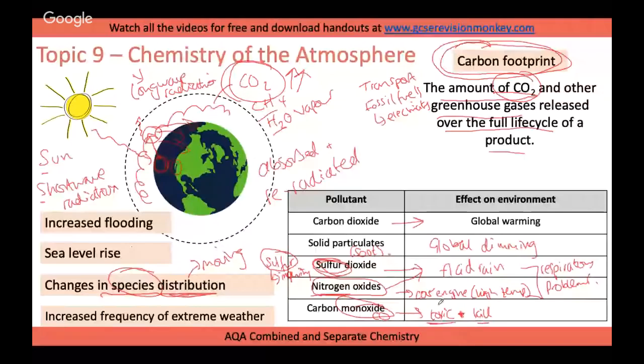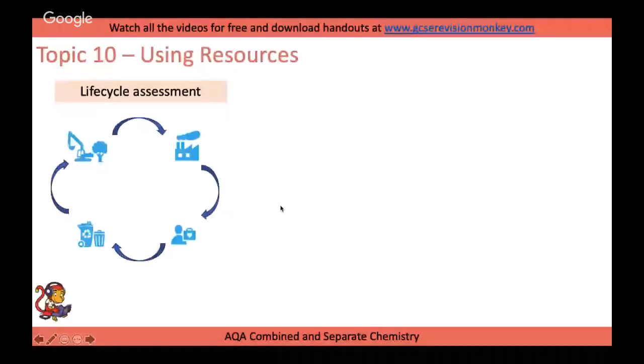Few more slides then. Foundation, not much more to go. We're going to look at using resources. So the first thing we're going to look at is a life cycle assessment. You can do this for any product that you are interested in. Again, something like a mobile phone. The company might be asked by the government or by the supplier to produce a life cycle assessment for that.